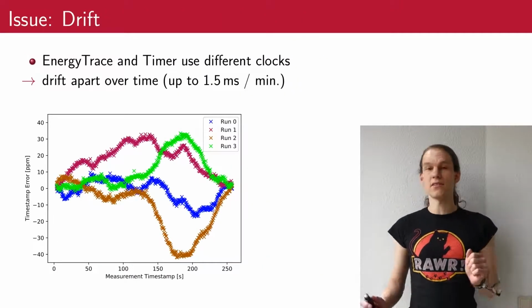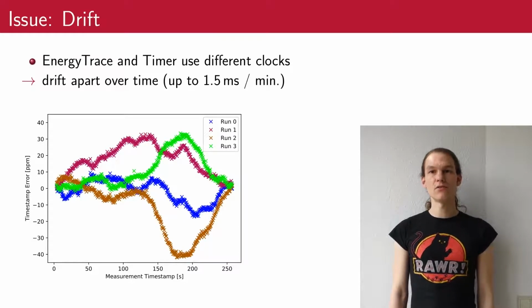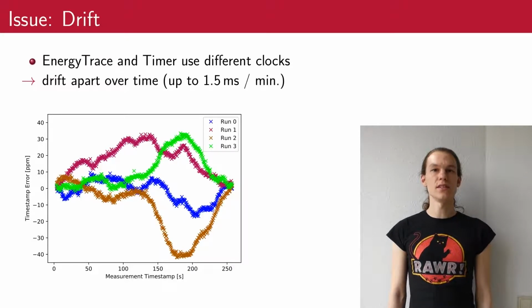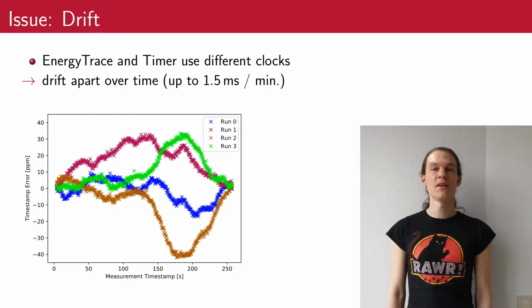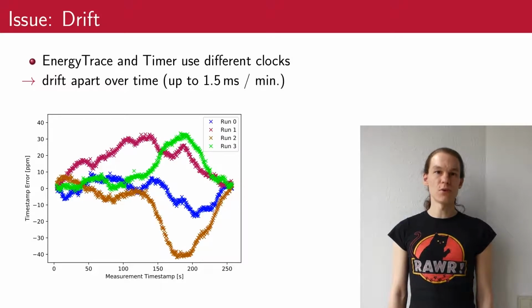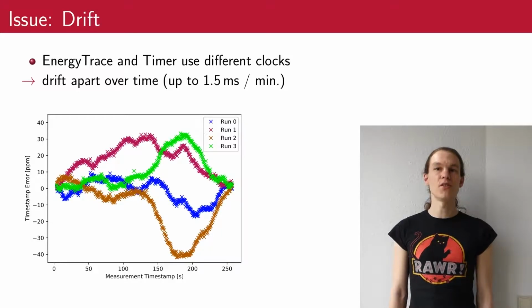To a certain extent, as EnergyTrace and CPU timer are fed from different clocks, they react differently to random temperature fluctuations and drift apart over time. In our measurements, the worst drift we observed was 1.5 milliseconds per minute. So for a 10-minute measurement, a synchronization timestamp may be off by up to 15 milliseconds, which is definitely too much for most use cases.